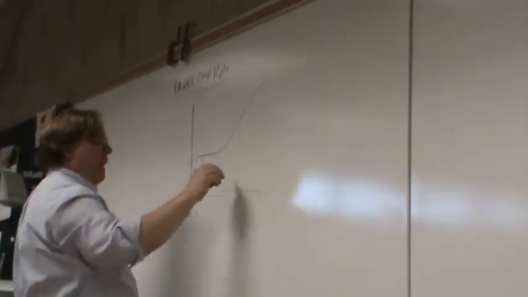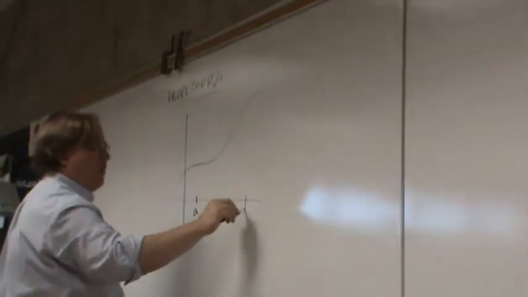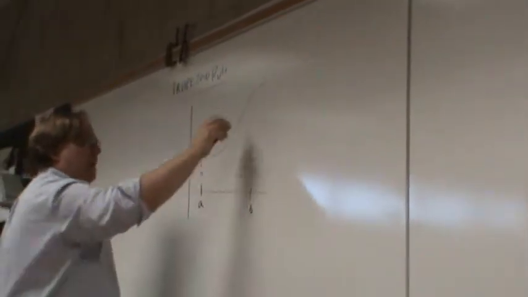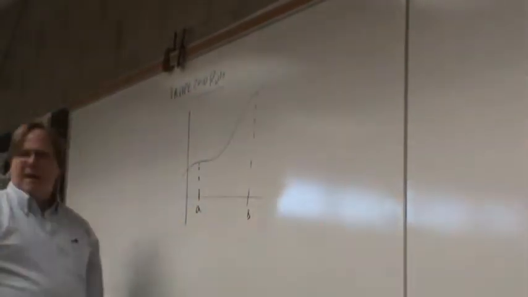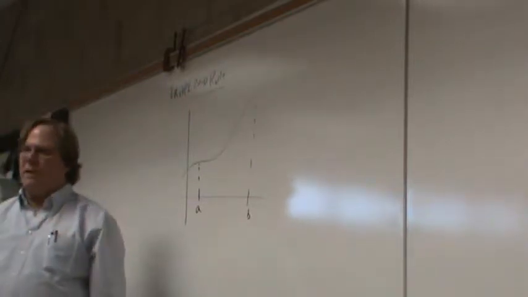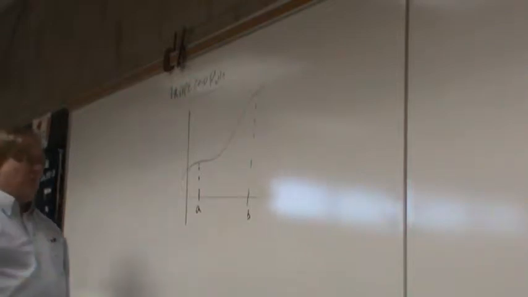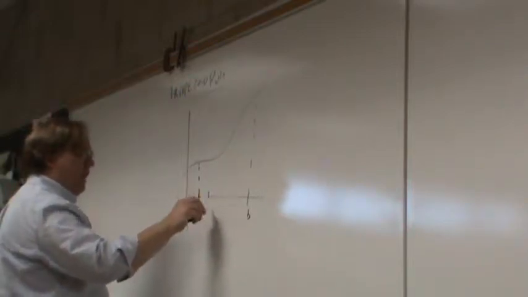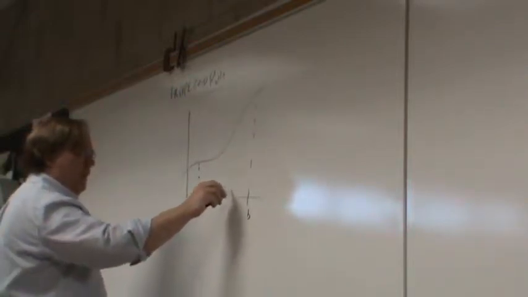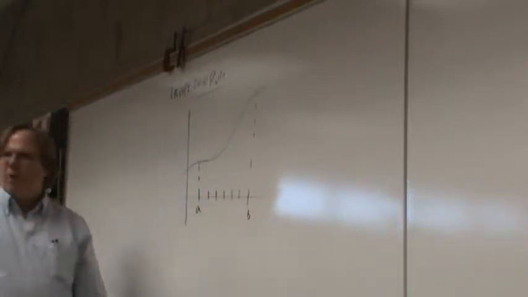Okay. If I've got some function like that, and I want to approximate the area from A to B, I'm not going to add up a bunch of rectangles, no siree, I'm going to add up a bunch of trapezoids. Here's what I'm going to do. Suppose I divided this region into a bunch of equally spaced partitions.